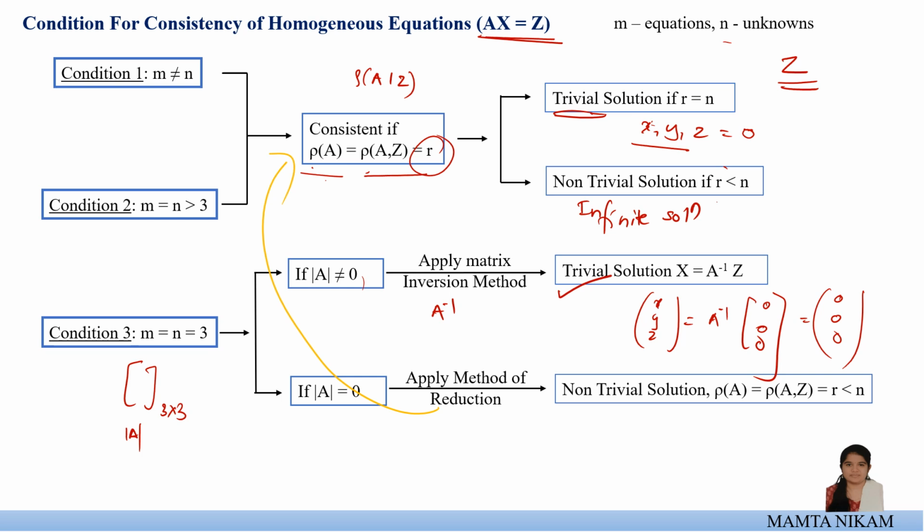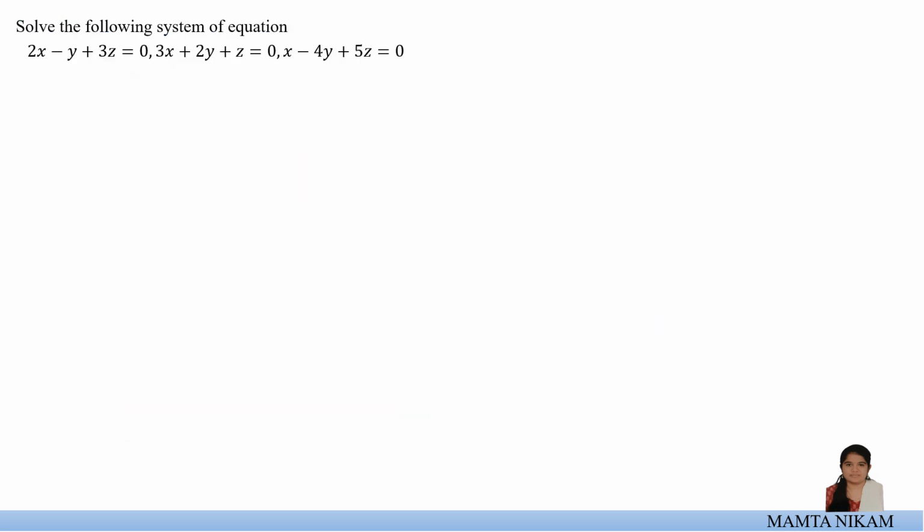Okay, let us discuss examples. So the question says solve the following system of equations. Given is the system of equations 2x minus y plus 3z equal to 0, 3x plus 2y plus z equal to 0, x minus 4y plus 5z equal to 0.